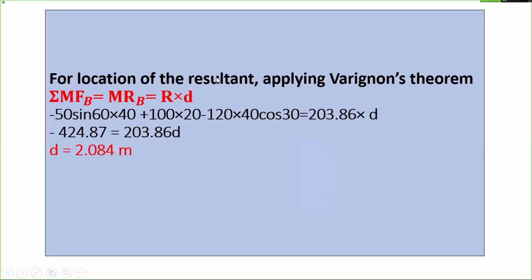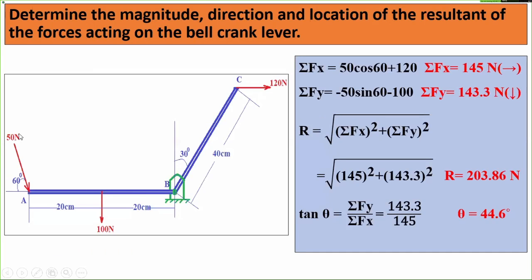So for the location of the resultant, applying Varignon's theorem, the summation of moments of all the forces about B is equal to the moment of the resultant about B, which is nothing but R into d. What I said earlier, 50 sin 60 was the left-hand force, this 50 Newton. What is the moment of this 50? Again I have to resolve it here. Its x component is passing through B, so its moment will be 0. The y component moment will be there. What will its y component be? 50 sin 60 will act in the vertically downward direction.